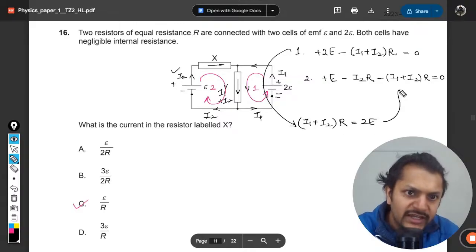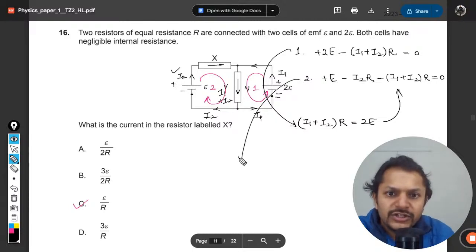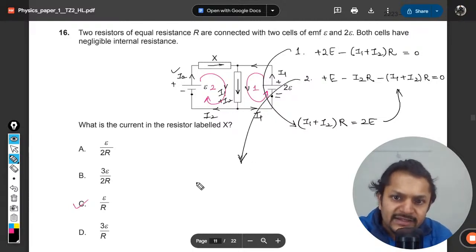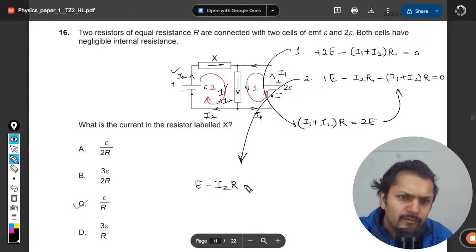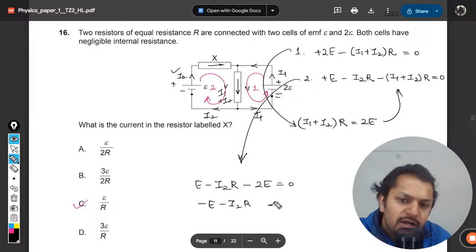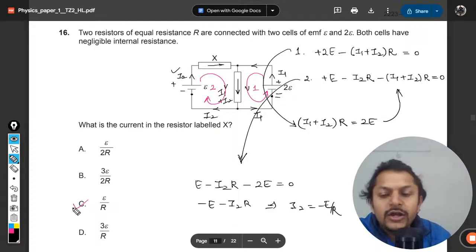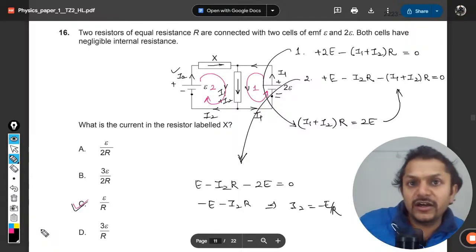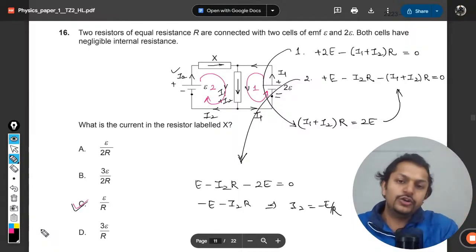This is equal to E. I substitute this value here. So this 2 equation will become like this. And this equation can be solved. So it will be minus E minus I2R. Clearly I2 is coming out to be negative E by R. So this much is the method. This is how you have to do it.